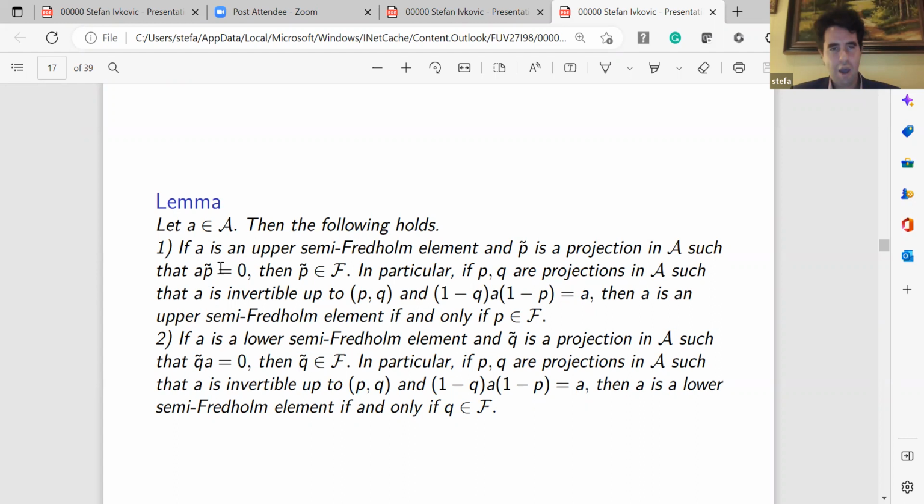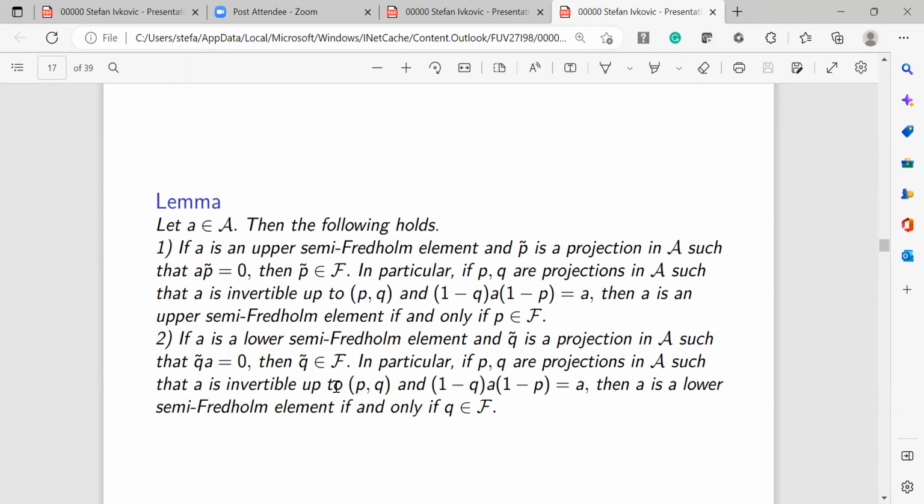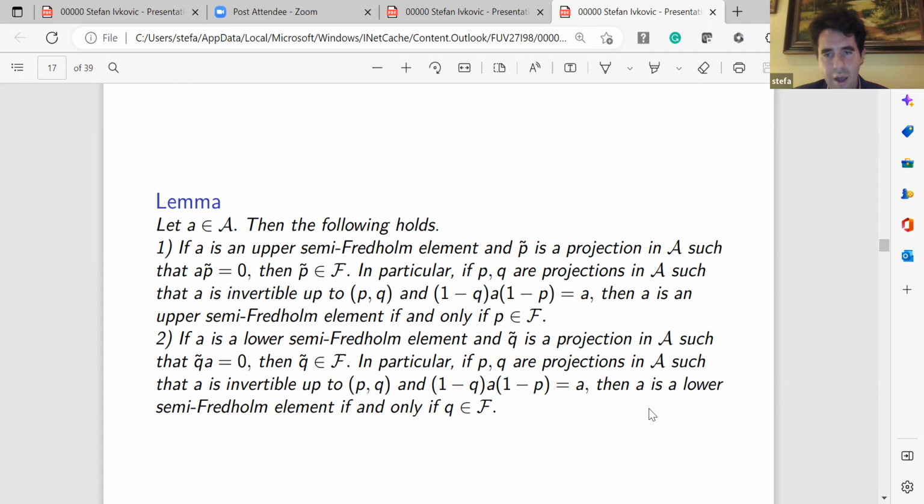And when I read this first property, there is a second symmetric property which can be obtained by passing to the adjoints. This says that if A is a lower semi-Fredholm element and Q tilde is a projection in the algebra such that Q tilde A is zero, then Q tilde has to be finite. And in particular, if P, Q, R are projections such that A is invertible up to P, Q and such that this holds, then A is a lower semi-Fredholm element if and only if Q is in F. So as I announced, here we speak about the projections onto the orthogonal complement of the image in the concrete case of operators, whereas before it was the projection onto the kernel.